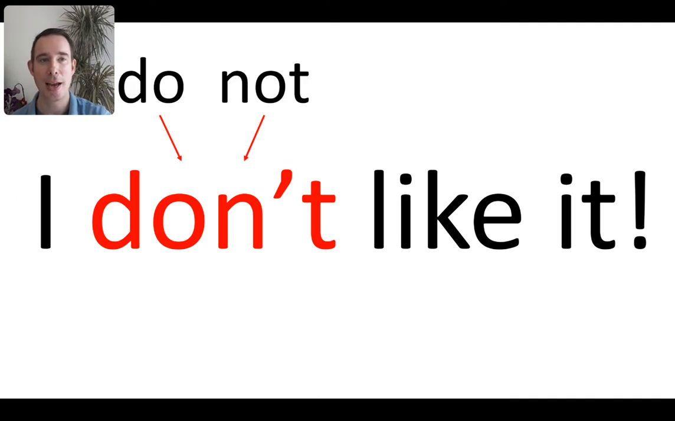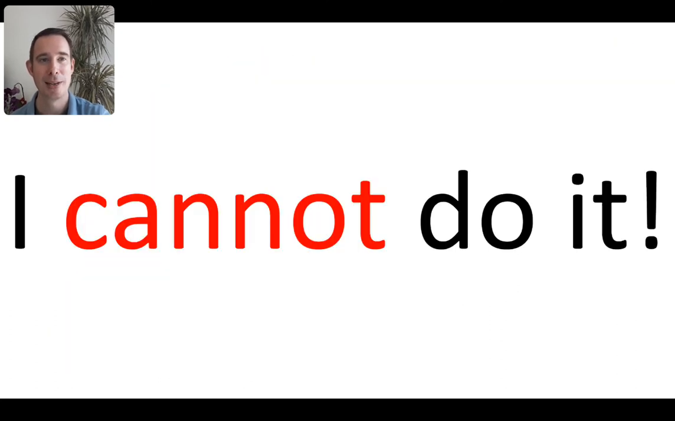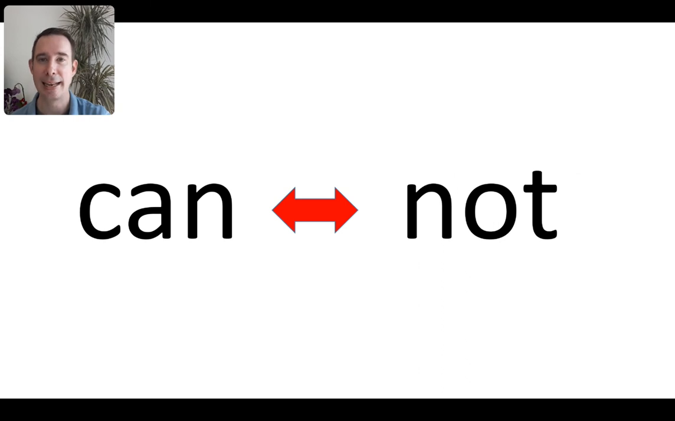Let's try another one, okay? Remember, do and not are the contraction don't. Good job. Let's try cannot. Now, cannot is fine the way it is, but we still want to contract can and not together. When we write, you can write, I cannot do it. But when we speak, we're going to take can and not to make the contraction can't.